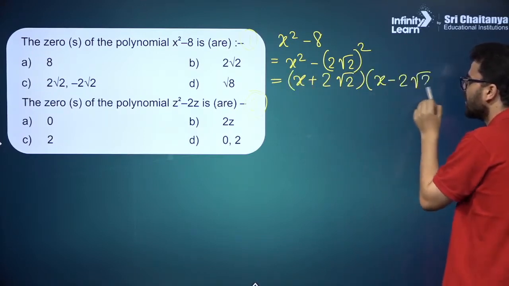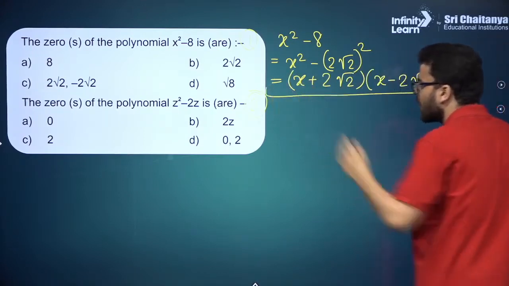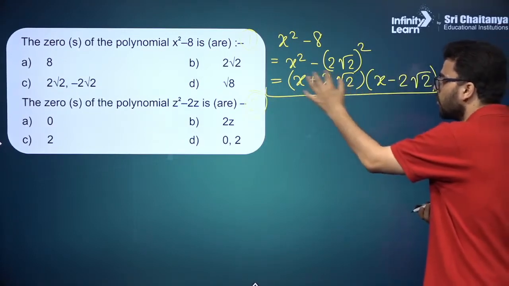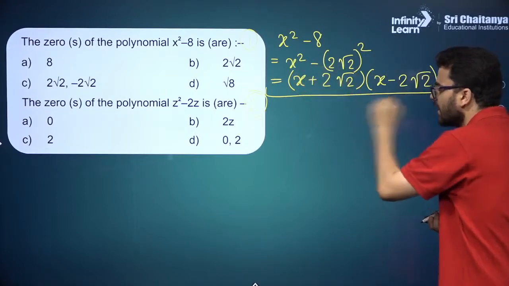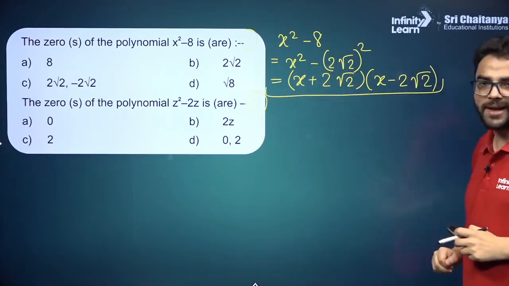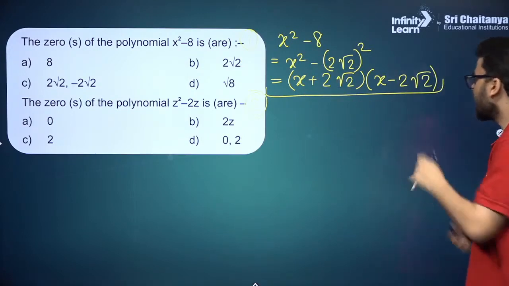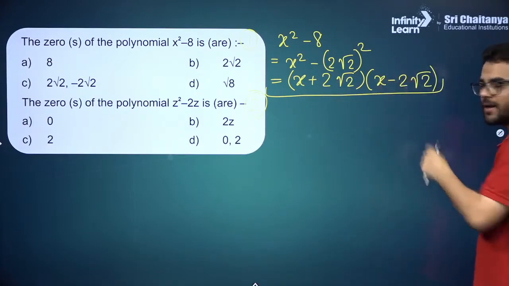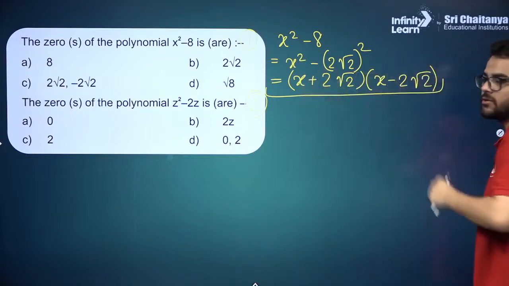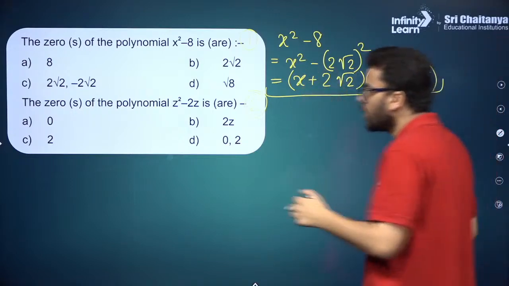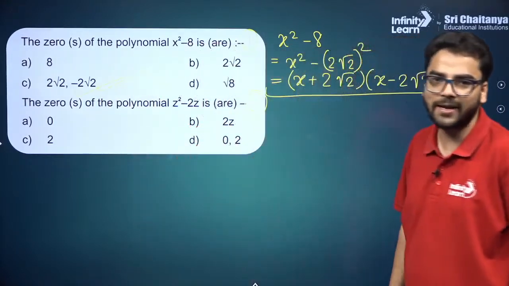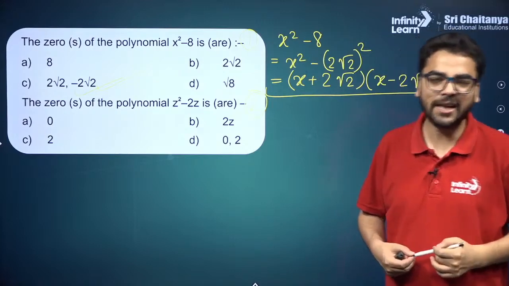I hope that is clear. So what are the zeros of this quadratic polynomial, guys? If you put x is equal to minus 2 root 2 over here, this will become 0 and hence the whole expression will become equal to 0. So you can say x is equal to minus 2 root 2 is a zero. In the same manner, if you put x is equal to 2 root 2 over here, this will become 0 and hence the whole expression will become equal to 0. So you can say x is equal to 2 root 2 and minus 2 root 2, they are the zeros of this quadratic polynomial. Exactly, NRD gamer.